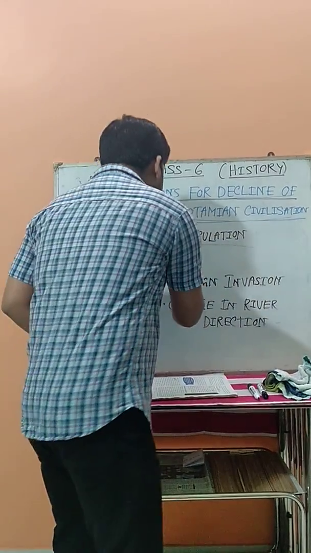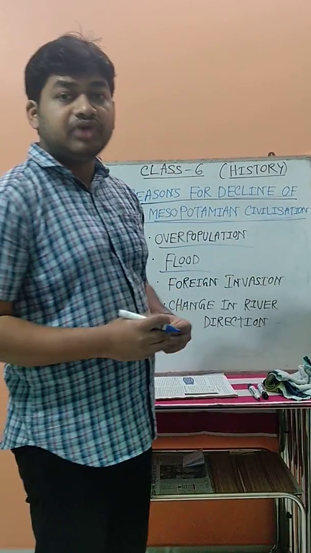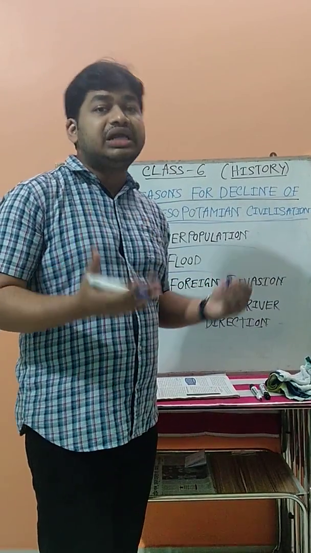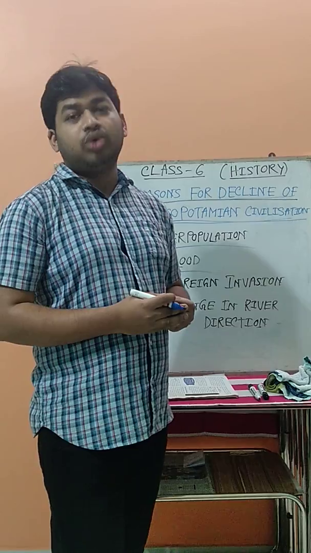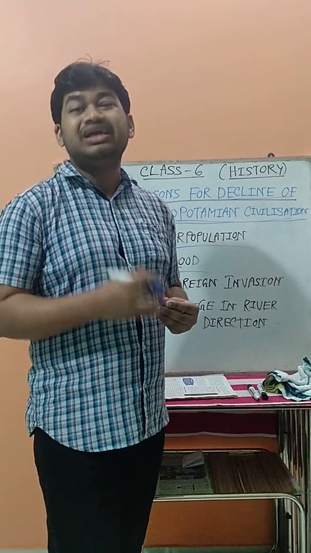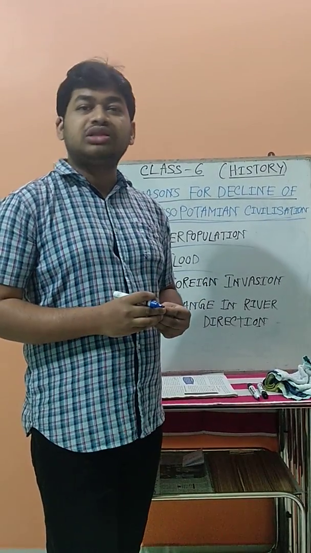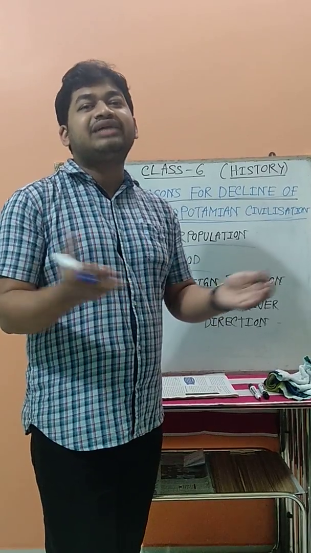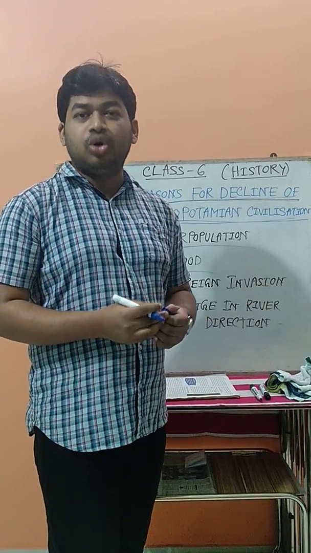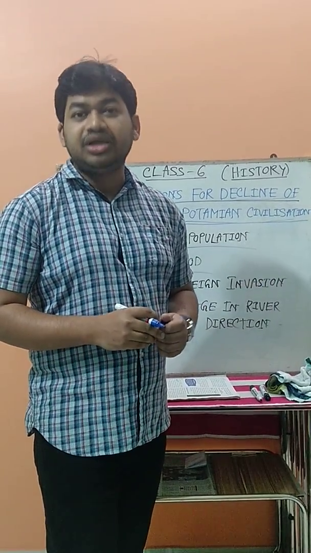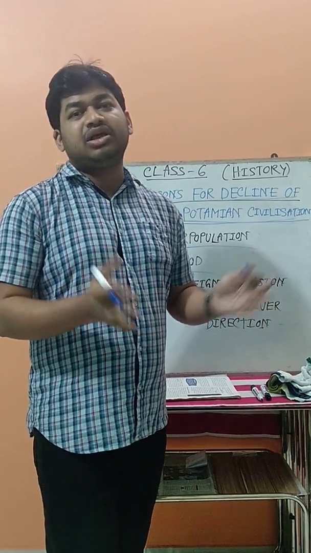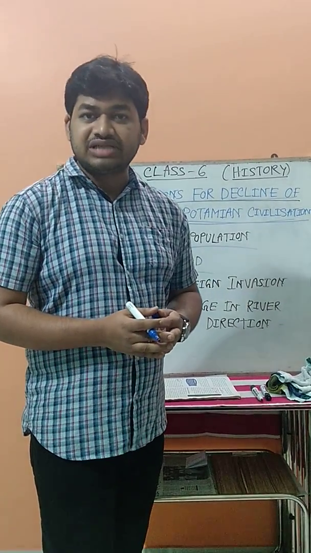Now the second one is the flood. What is the flood? The flood, we know, is when the amount of river water or the water level suddenly increases in the river or the water bodies. At that time all the excess water starts to flow on both sides of the river, and it may wash away everything from the river side region.